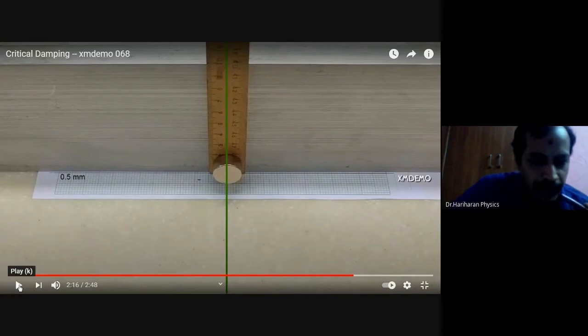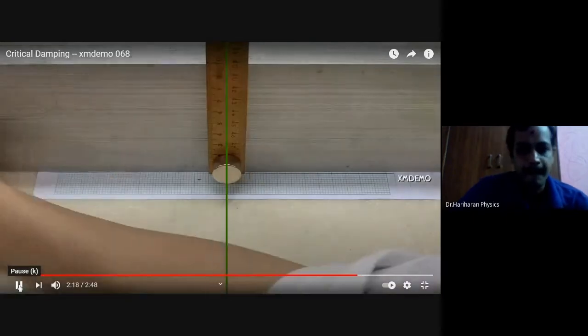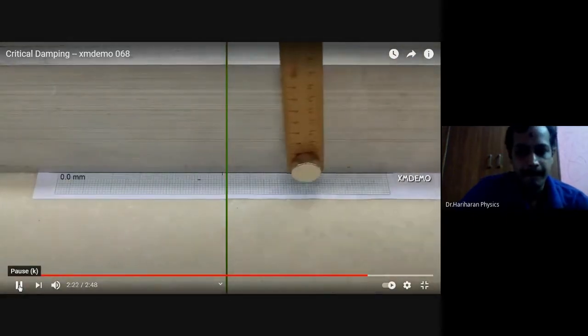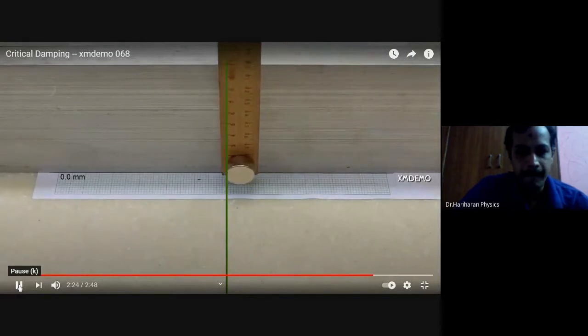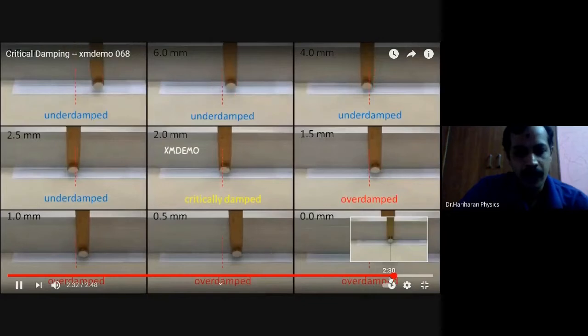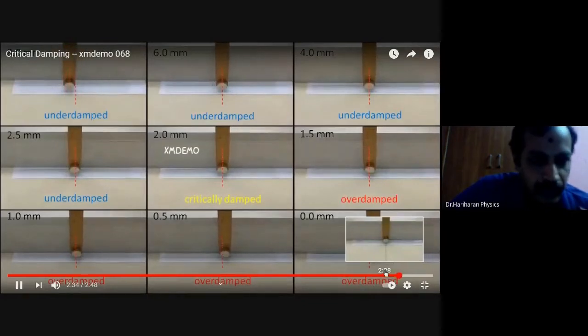Here the body approaches the equilibrium position slowly, without performing any oscillation. And this is just a collage of different cases.